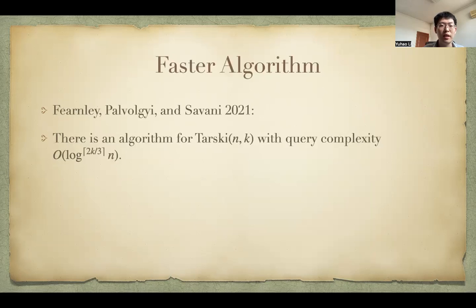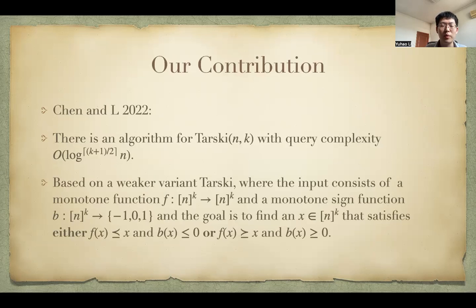Surprisingly, Fearnley, Pálvölgyi, and Savani proved that there is actually a faster algorithm with query complexity log n to the 2/3 k. And our contribution is improved upper bounds for finding Tarski fixed points, where the complexity is order of log n to the roughly half k. And this is based on a weaker variant of Tarski.